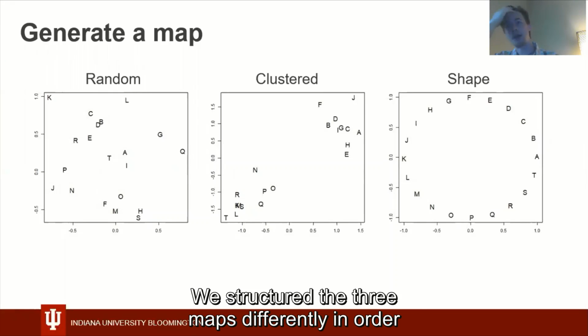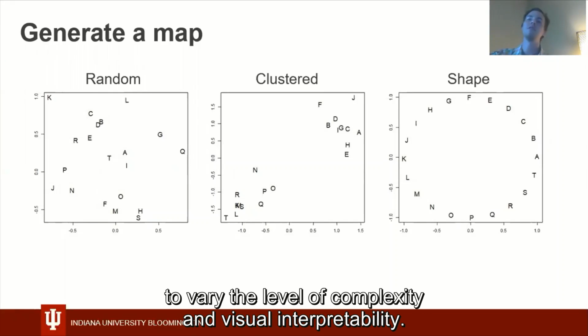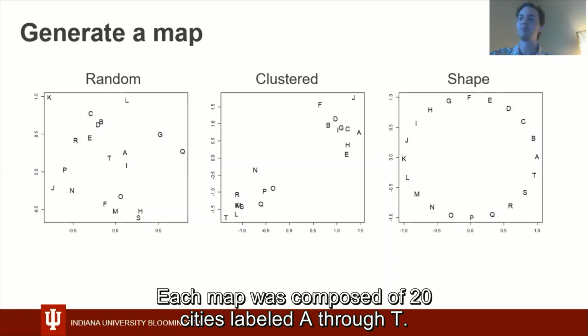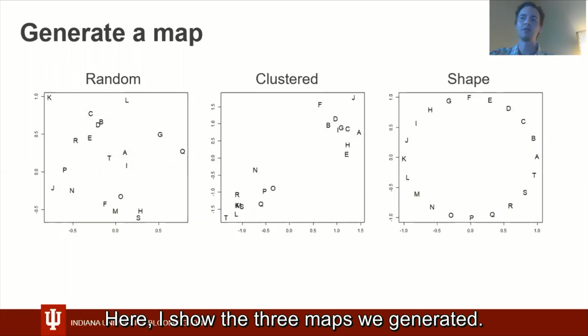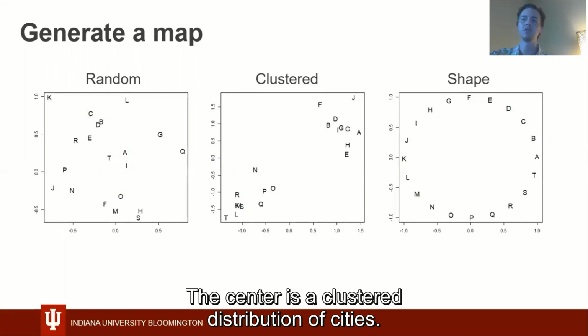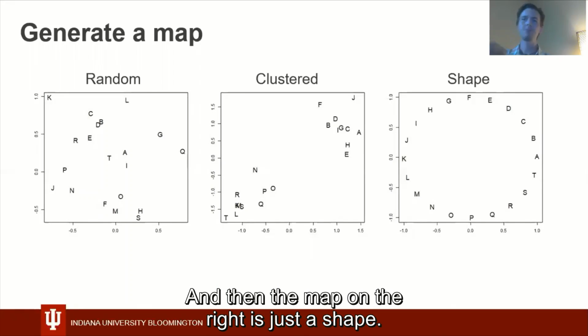We structured the 3 maps differently in order to vary the level of complexity and visual interpretability. Each map was composed of 20 cities labeled A through T. Here I show the 3 maps we generated. On the left is a random distribution. The center is a clustered distribution of cities. And then the map on the right is just a shape.